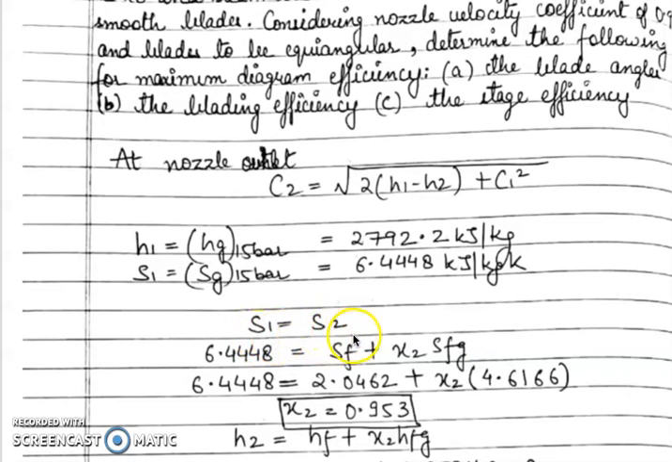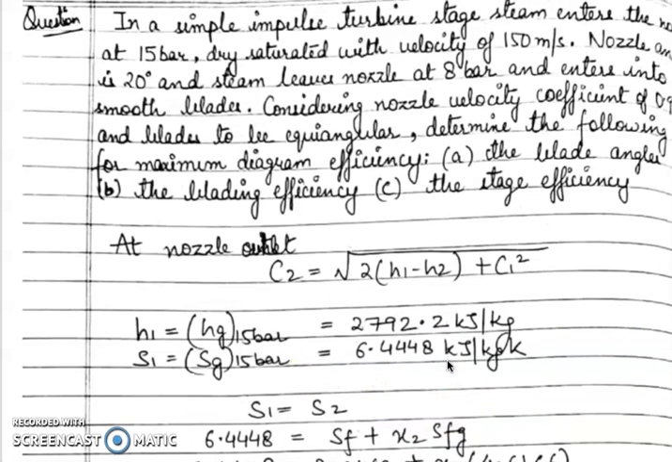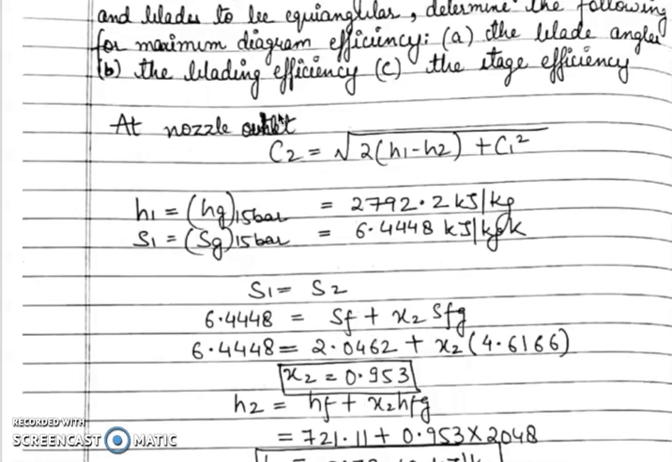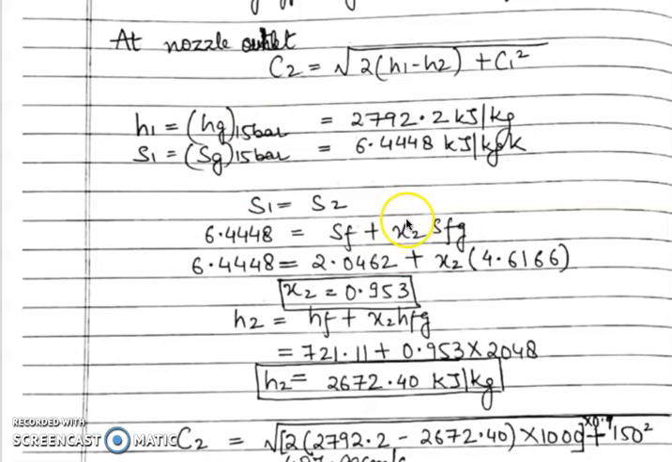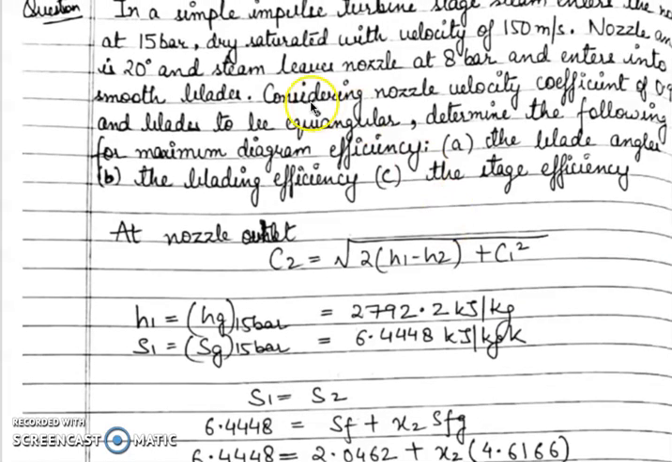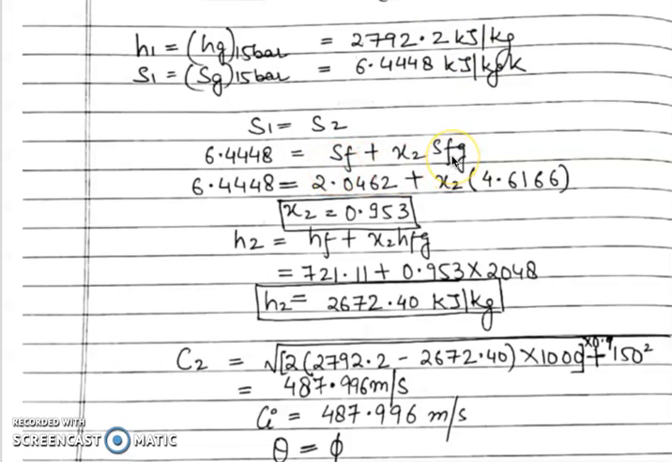so isentropic process will be represented by S1 is equal to S2, and hence we can have S2 as Sf plus X2 Sfg, because we know that the condition of steam at inlet of the nozzle is dry saturated, so naturally it will be wet after the expansion process. So we have to calculate X2 now. For this we will need Sf and Sfg at the second pressure, that means the exit pressure of the nozzle, which is given as 8 bar. So this Sf and Sfg at 8 bar will be taken from the steam table. This we have equated with S1, so the value is being put here, and by this we obtain X2.